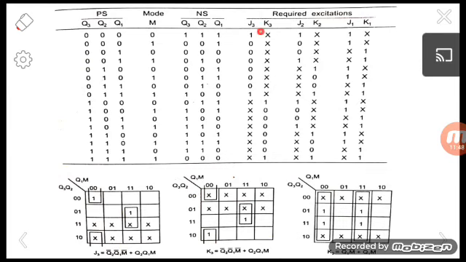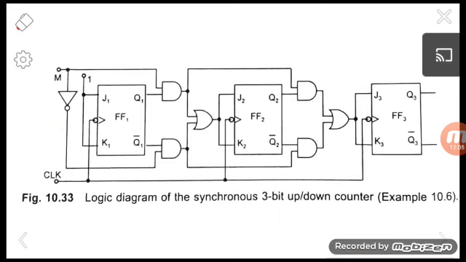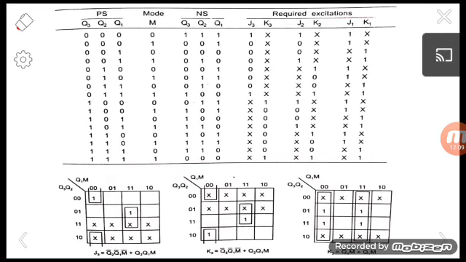By properly arranging the values of j3, we will obtain the expression j3 as q2 bar q1 bar m bar plus q2 q1 m. And k3 as q2 bar q1 bar m bar plus q2 q1 m, and k2 as q1 bar m bar plus q1 m. And j2 is the same as k2, that is j2 is equal to k2.